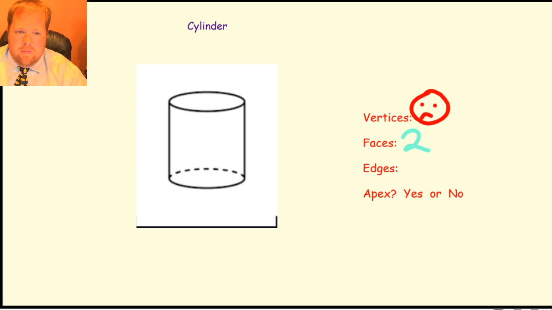Edges? Nope. No edges. Because an edge comes with vertices. 0 edges. And an apex, it doesn't even have a vertex. So no. Right? Doesn't even have one corner. So no, it could not have an apex.